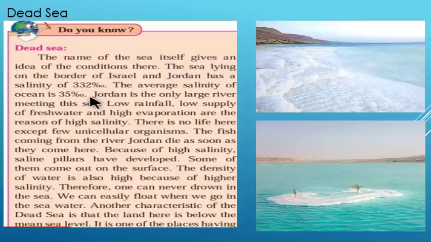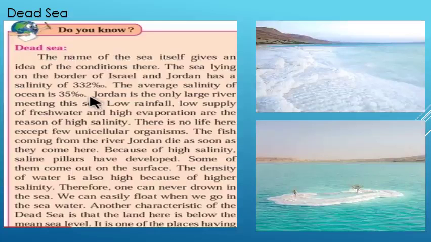Another characteristic of the Dead Sea is that the land here is below the mean sea level, and it is one of the places having the lowest elevation on the earth. In some areas the altitude is minus 400 meters. So why is this sea's name Dead Sea? Why, children? Because there is no life possible depending upon this water.